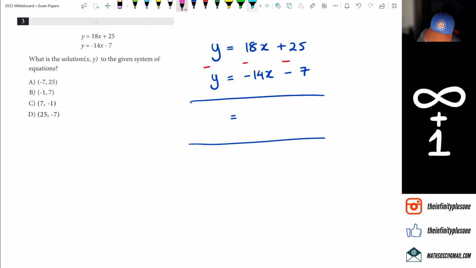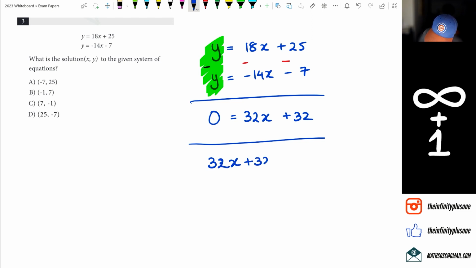So I'm actually looking at this thing right now. y take away y is 0. Then I've got 18x take away negative 14x, which is equal to positive 32x. And then we've got 25 take away negative 7, which equals positive 32. So what we've got here is 32x plus 32 is equal to 0, and 32x equals minus 32.